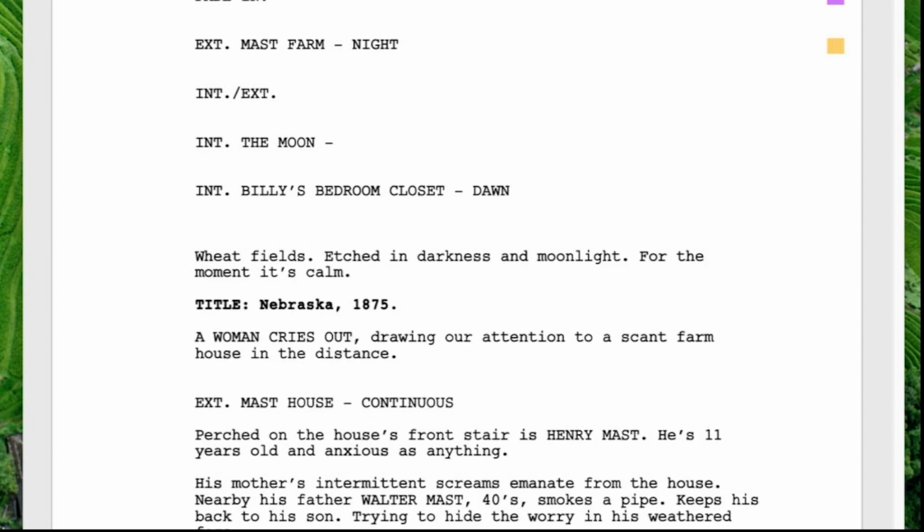So think about it. Before you write your scene heading, make sure it's formatted properly, but also make sure you're using it to its maximum creative potential to help tell your story.